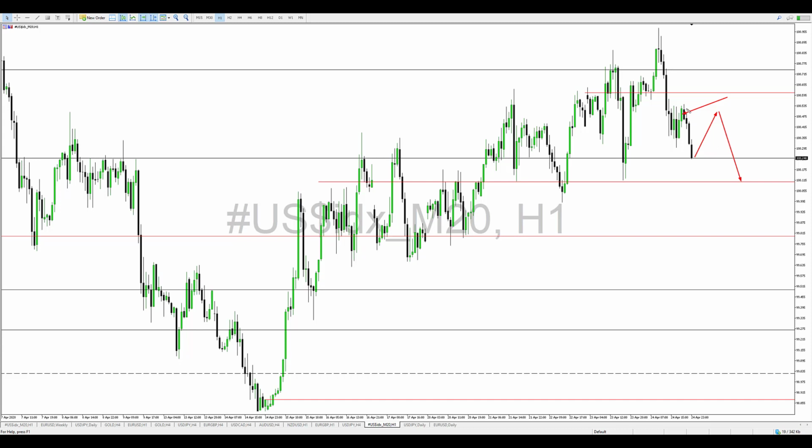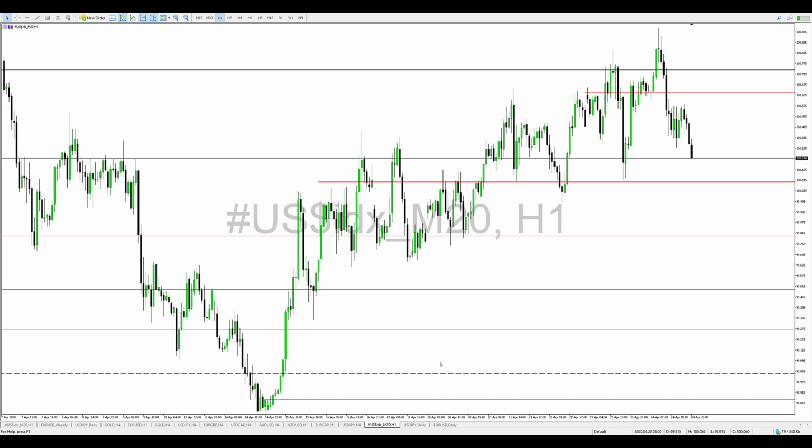If that level does not hold, then expect the 173, 175 price zone to offer a chance to take the market to the downside. So dollar index, I'm looking at bearish order flow in the coming week. I'm expecting further weakness on the dollar in the coming week. So now what does that outlook mean for, say, USDJPY or EURUSD?